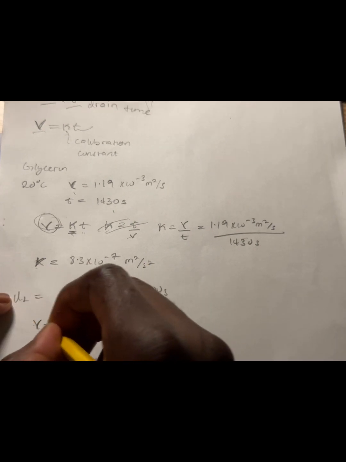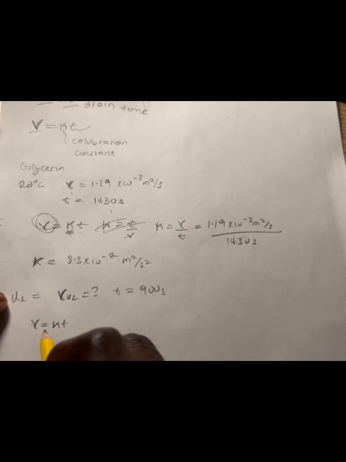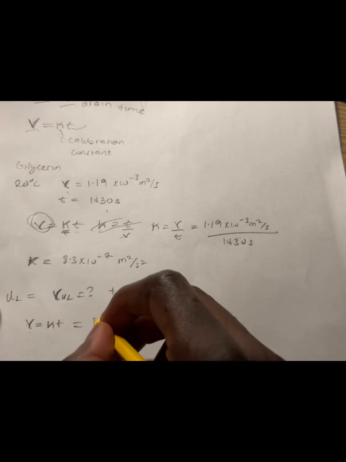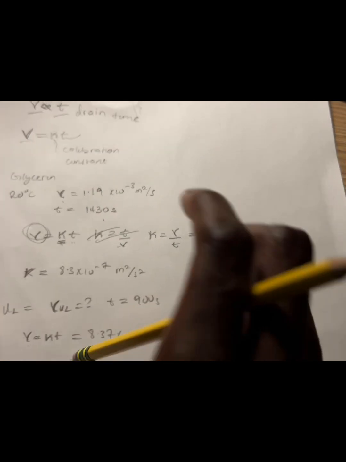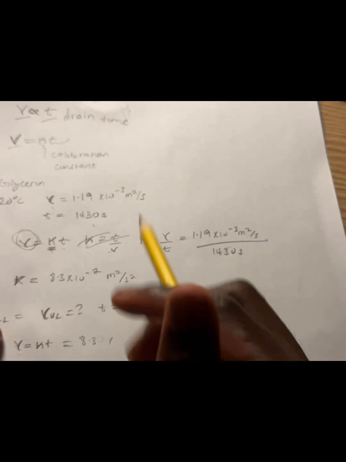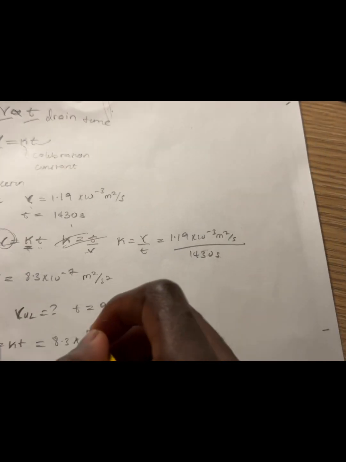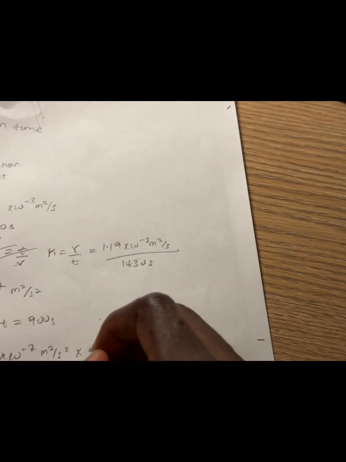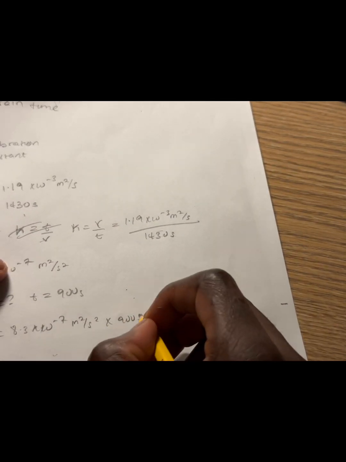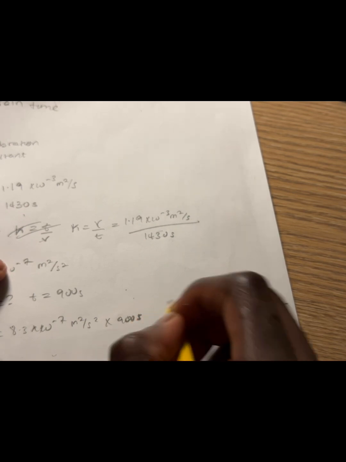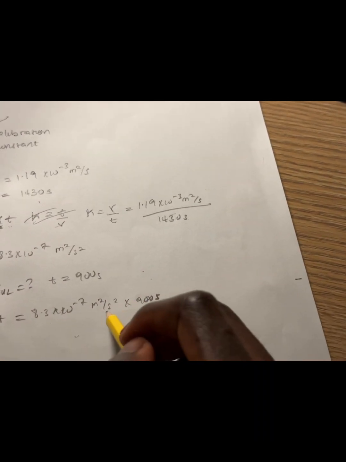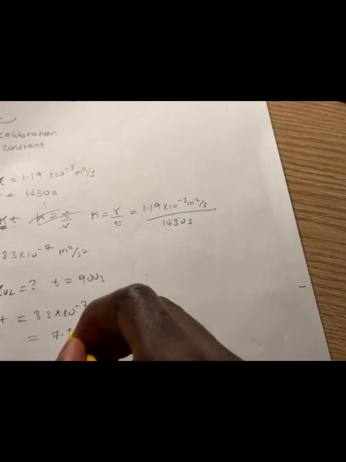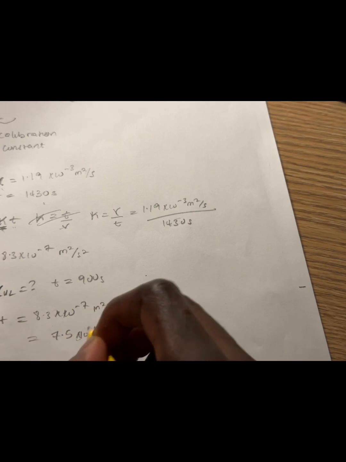The formula is V equals K times T, and we're looking for V. We know K and T. So K would be 8.37. Oh, nope, don't make that mistake. 8.3 times 10 to the negative 7 meters squared per second squared, times 900 seconds. Your units will help you. After you do that multiplication, you should get about 7.5 times 10 to the negative 4.